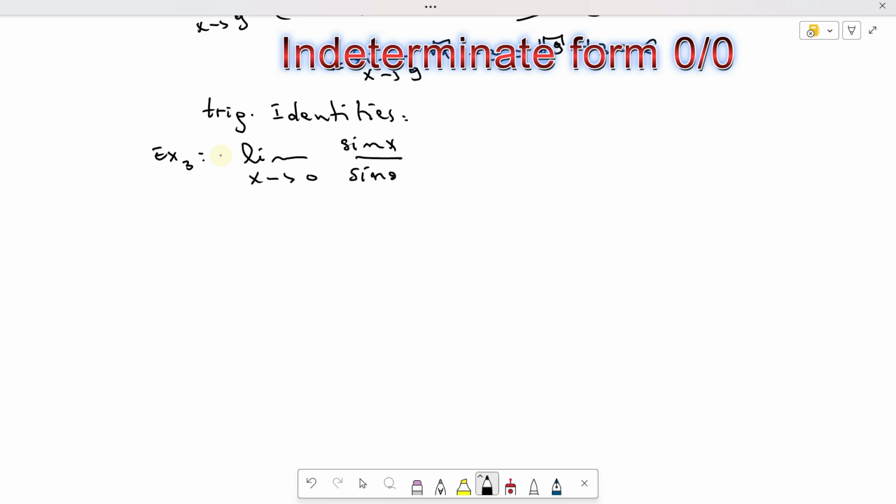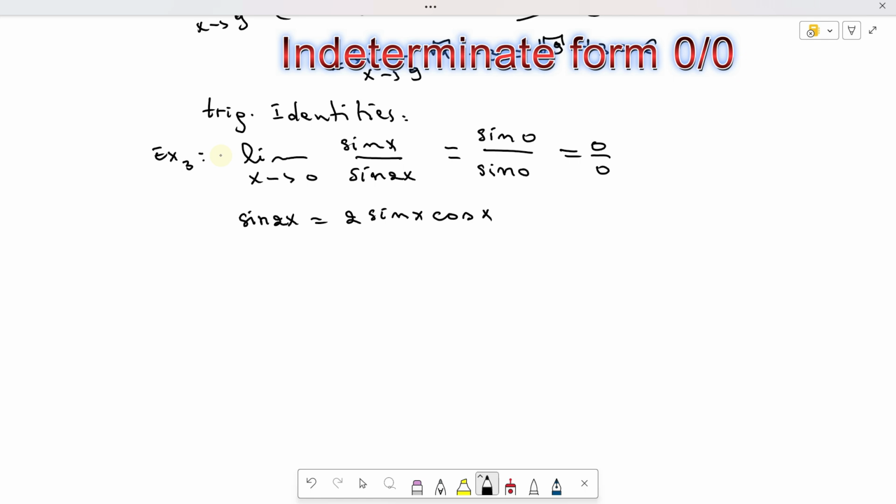sine of 2x. So you see that the direct substitution will be sine of 0 over sine of 2 times 0, which is equal to 0. So this will be equal to 0 over 0, which is an indeterminate form. So the trigonometric identity that can serve us for this case is just replacing sine 2x by this one. Sine of 2x is equal to 2 sine of x times cosine of x. Yes, I think you know this identity.